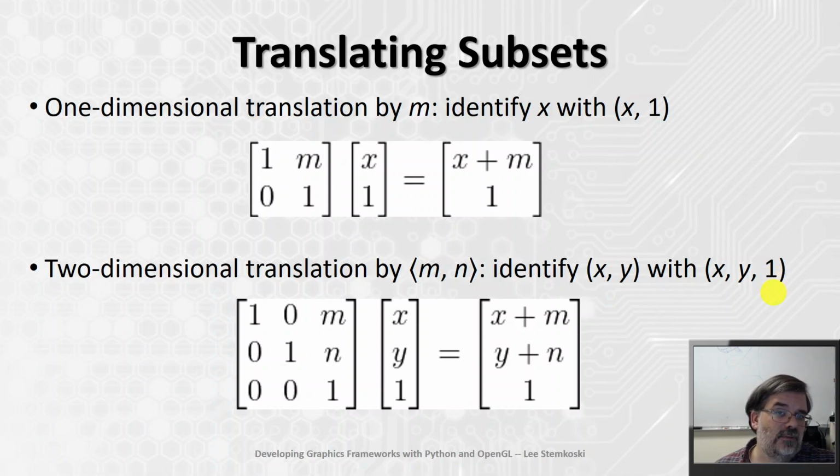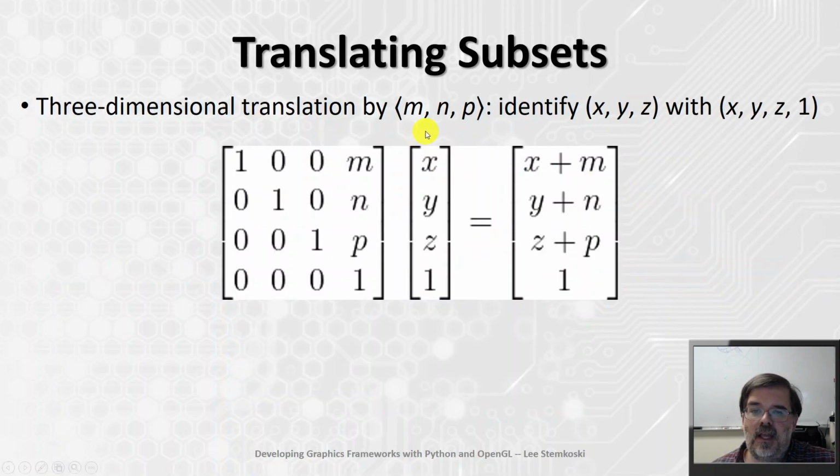Now, the great thing about algebra is it generalizes very nicely. Let's say we want to translate points in three-dimensional space. We'll use the same kind of reasoning. We'll identify the point (x, y, z) with the point (x, y, z, 1), and to translate by the vector (m, n, p), we can do that by multiplying by this matrix. So even though there's no intuitive way to visualize four spatial dimensions, we can still do the algebra. This way of thinking about points and coordinates is called homogeneous coordinates.